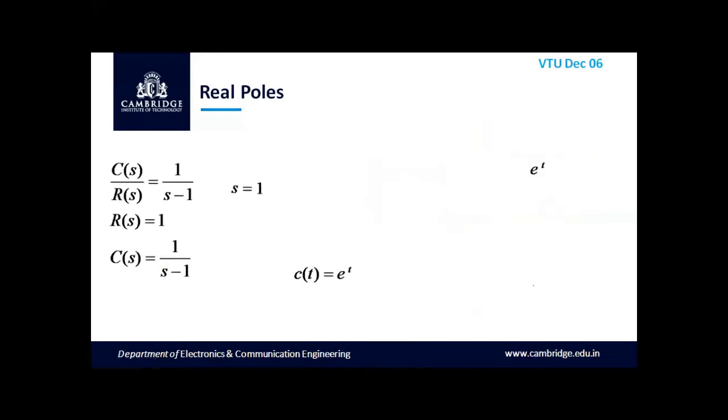Moving on to the next example, for a given closed loop transfer function, C of S by R of S is equal to 1 by S minus 1 with input as impulse, hence R of S is equal to 1. Substituting for R of S in the above expression, we obtain C of S is equal to 1 by S minus 1, and equating the denominator S minus 1 is equal to 0, we get S is equal to 1, and taking the inverse Laplace transform, we have obtained C of t is equal to e to the power t. So now let us look into the location of this pole and its corresponding response.